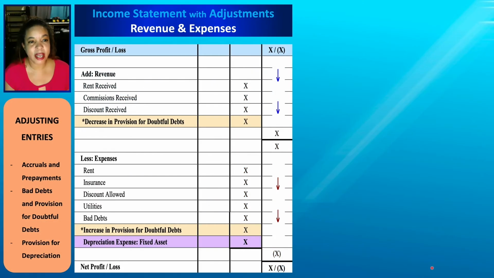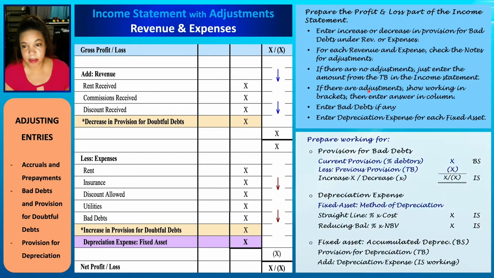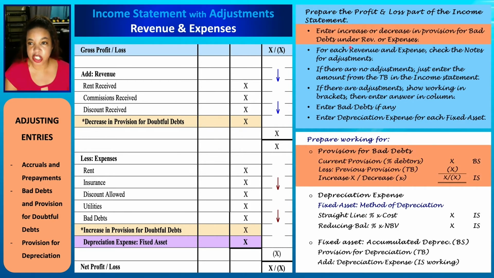Okay, so here we have the profit and loss section. These are the items that we are going to look for, and these would be the workings, therefore, that we need to do. So for example, provision, increase or decrease. Remember, we did this, so all of this is revision.